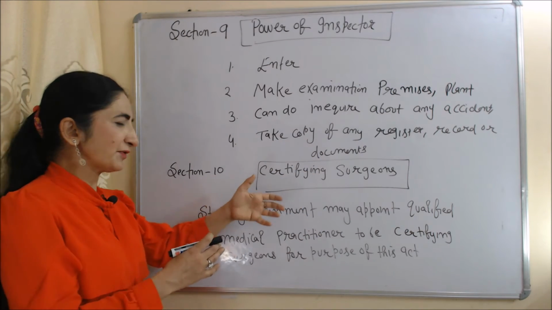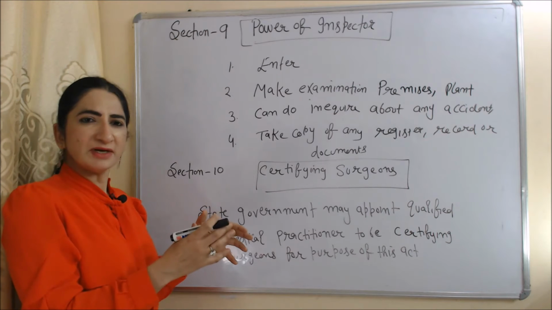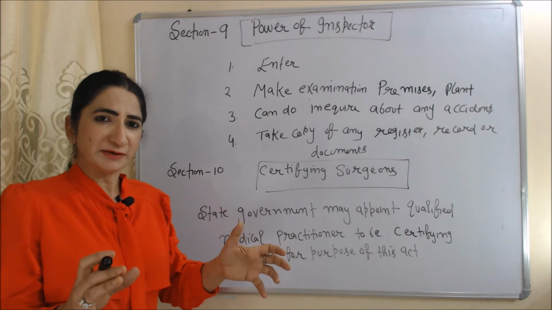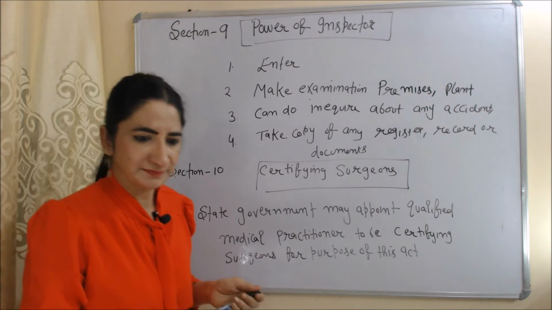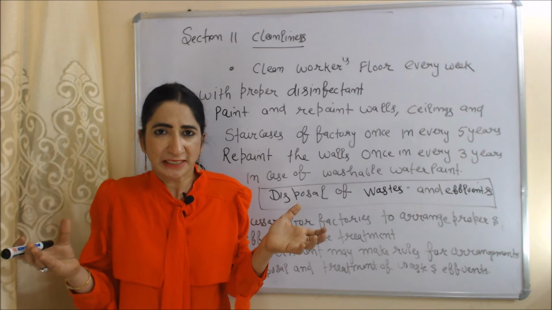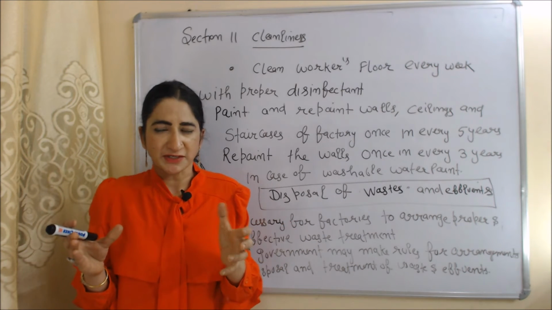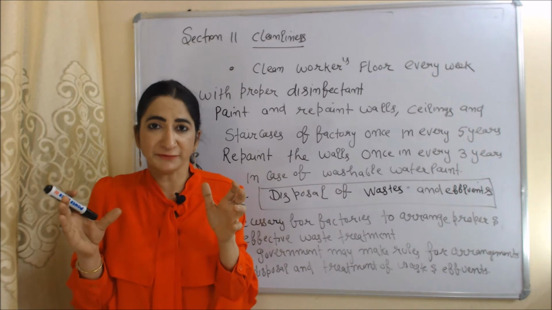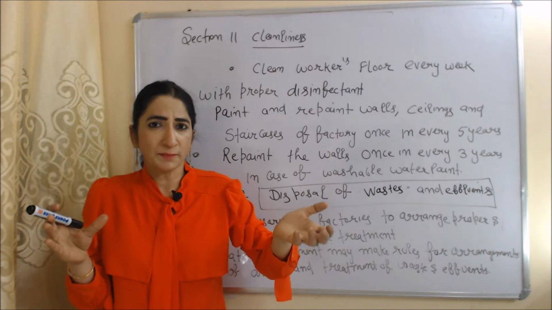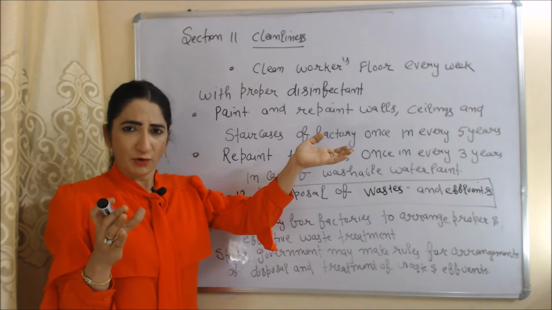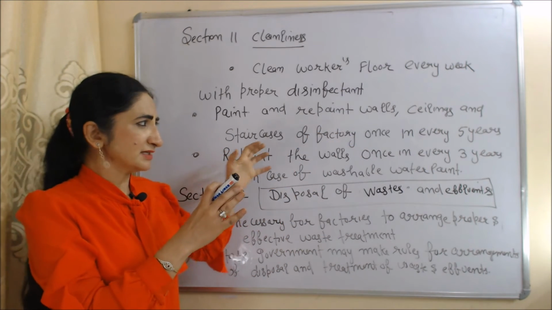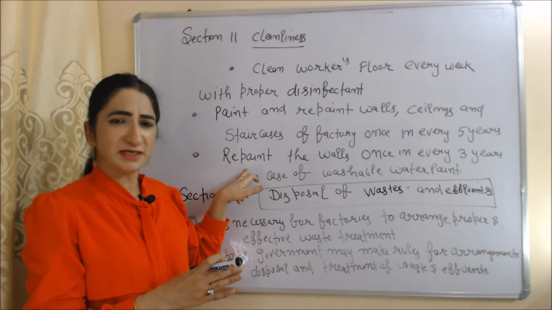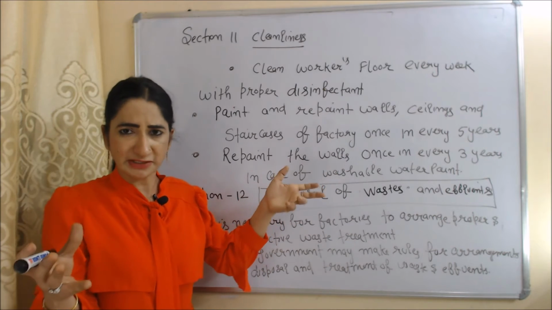Section 10, certifying surgeons. State government may appoint a qualified medical practitioner to be a certifying surgeon under this act. Section 11 talks about cleanliness. Every factory should clean workroom floors every week with proper disinfectant. Plus, factories need to paint or repaint walls, ceilings or any staircases every 5 years. But in case of washable water paint, factories need to repaint walls once every 3 years.